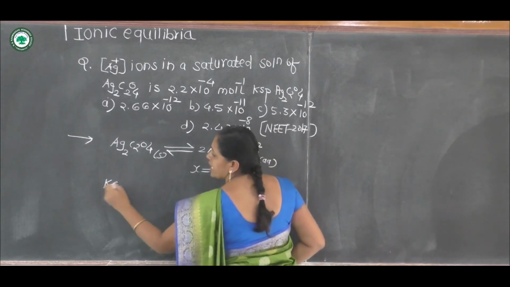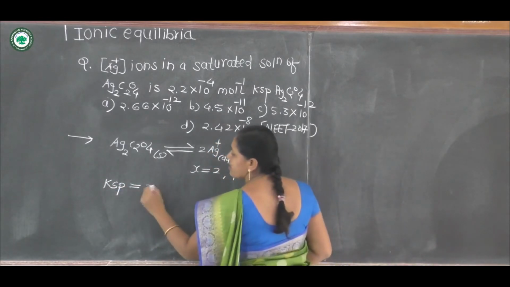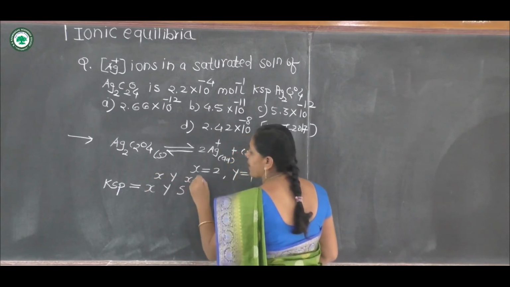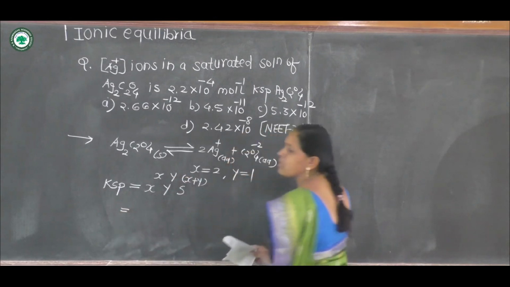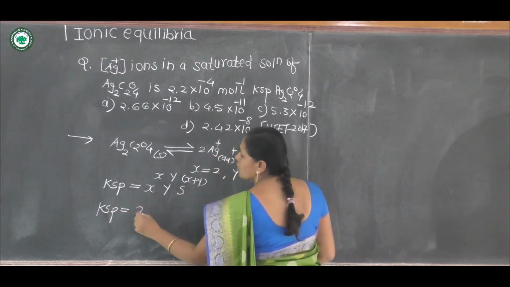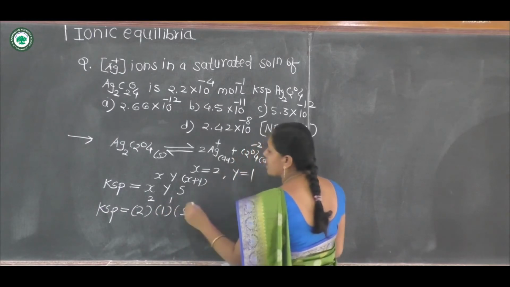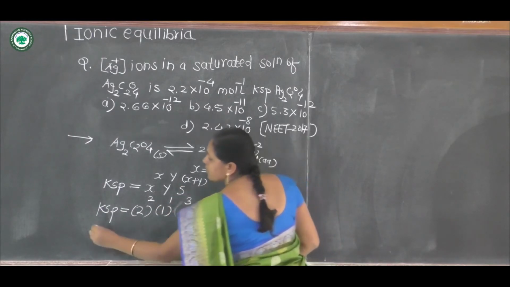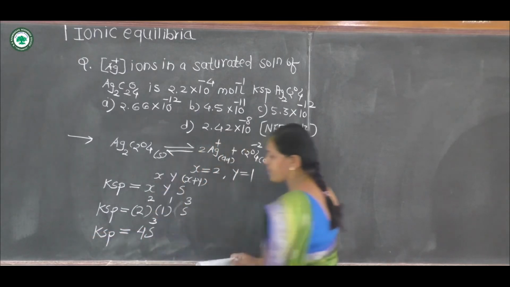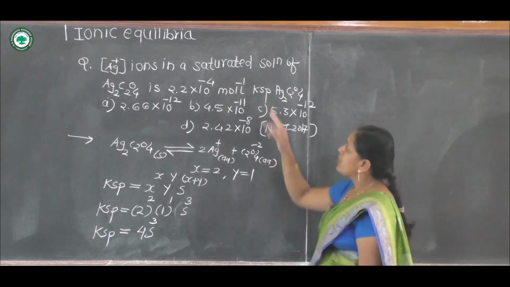Then we know the relation Ksp is equal to x^x y^y S^(x+y). Substituting values, Ksp is equal to 2^2 × 1^1 × S^(2+1), that is S^3. Therefore, Ksp is equal to 4S^3.